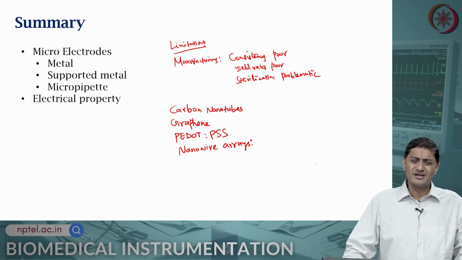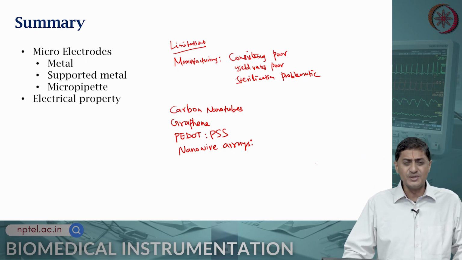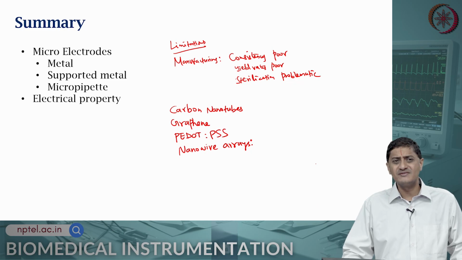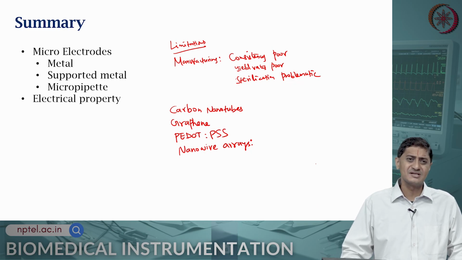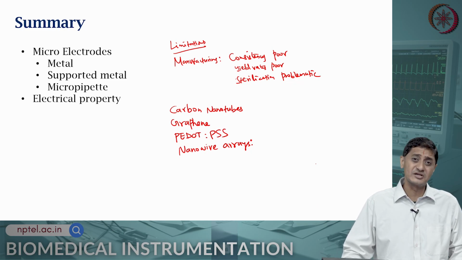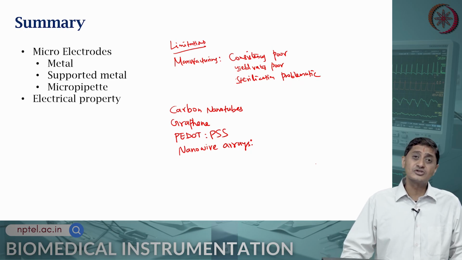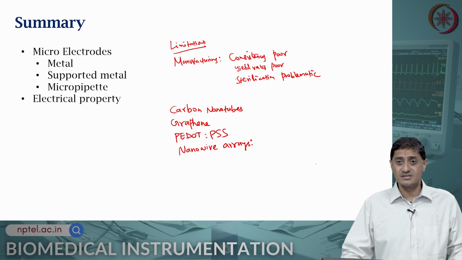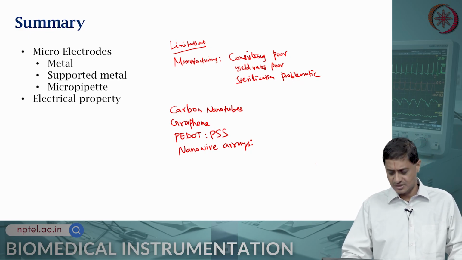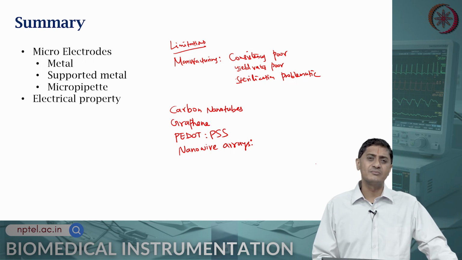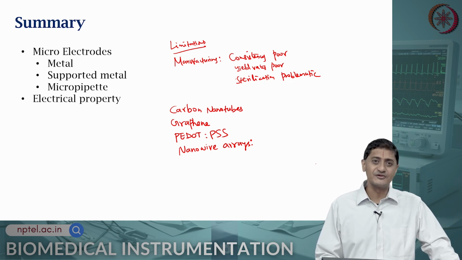So, with this we come to the end of this video. In this video we looked at microelectrodes and various types of microelectrodes: metal electrodes, supported metal electrodes, micropipette electrodes, and microelectrodes made using microelectronic technology, photolithography and so on. We also looked at what the challenges in manufacturing are, and what the future looks like. With this we come to the end of this video. Thank you very much for your attention.